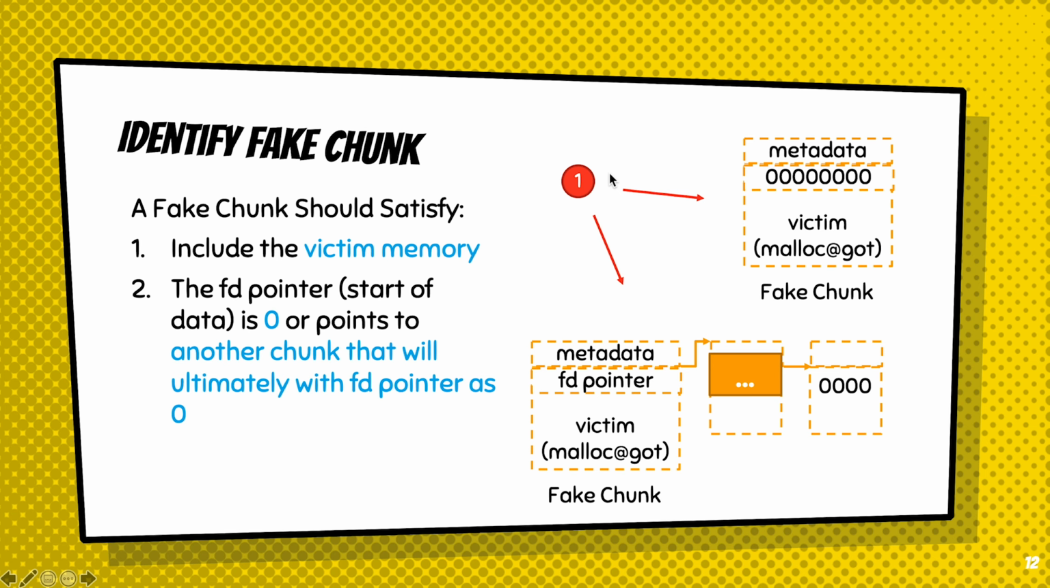Turns out that finding a usable fake chunk is not that easy. And in fact, finding a fake chunk that contains malloc at global offset table turns out to be almost impossible. In this case, we're not going to use the global offset table as the victim memory. We're going to use another part of the memory, which also contains function pointers. And that field is called a malloc hook. Malloc hook is in the data segment of glibc. In the next demo, I'm going to show you malloc hook, and I'm going to show you how to utilize the malloc hook to achieve the attack of Fastbin use after free vulnerability.